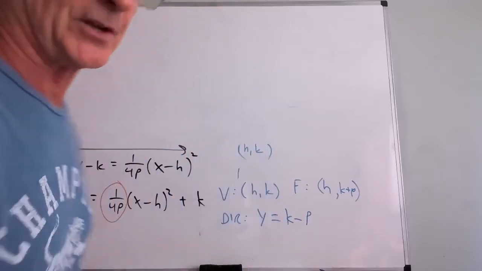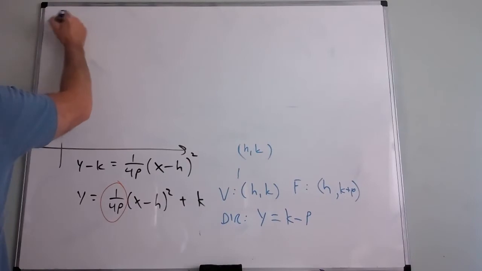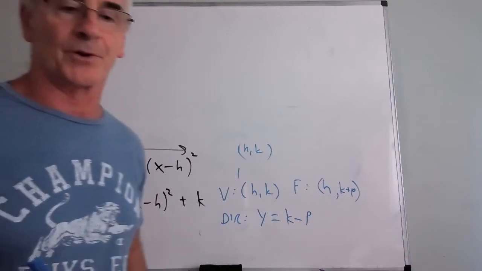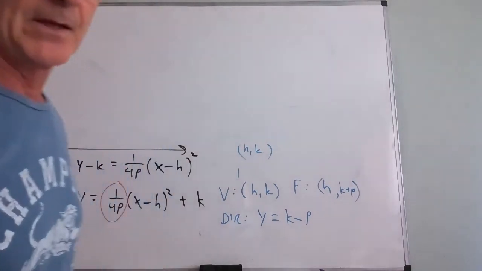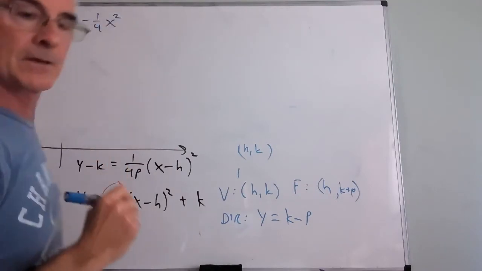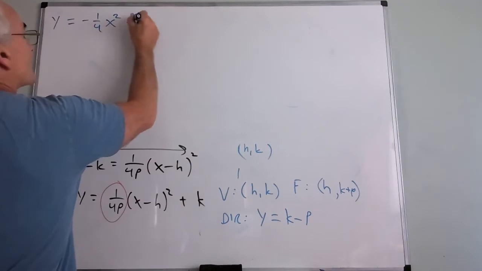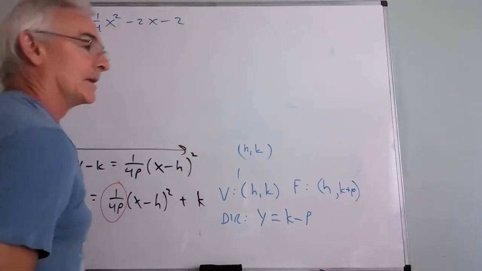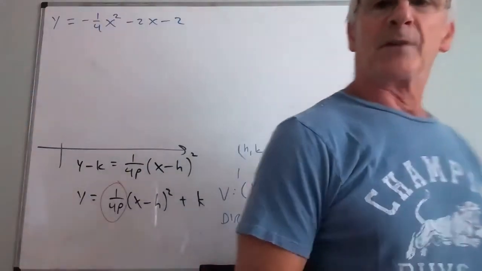All right, let's consider y equals, and I don't care if you say y equals or f of x equals, it's the same thing, negative a fourth x squared minus 2x minus 2. Okay, now tell me a little bit about this parabola.